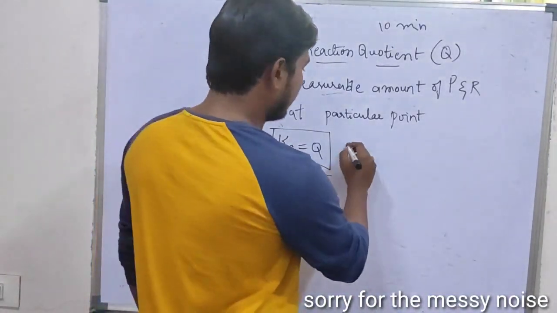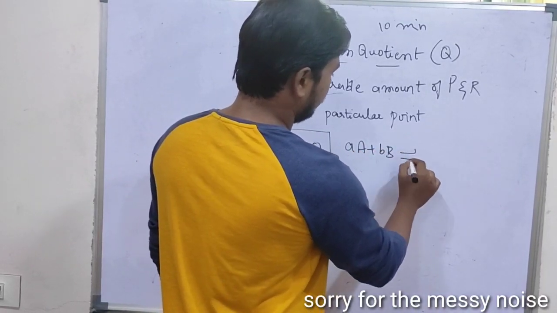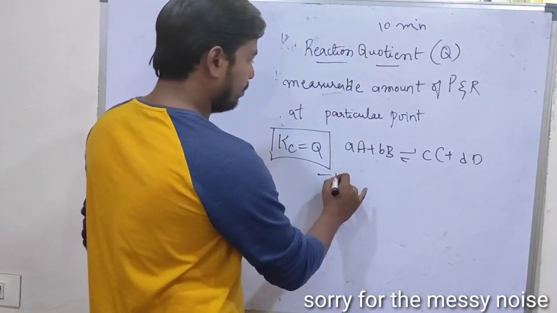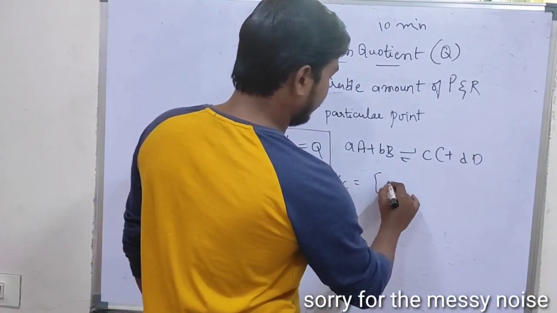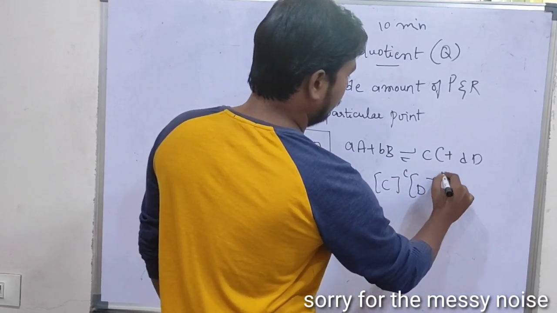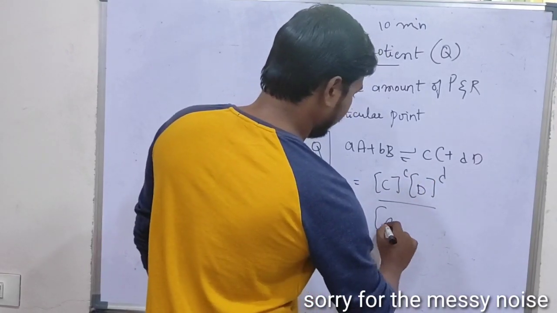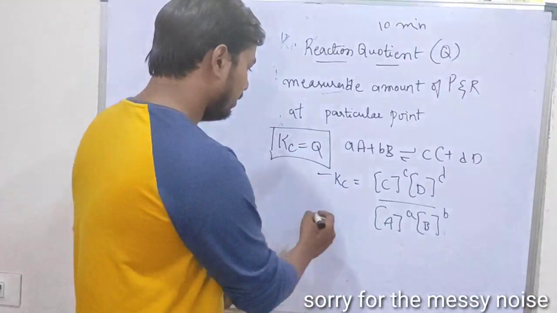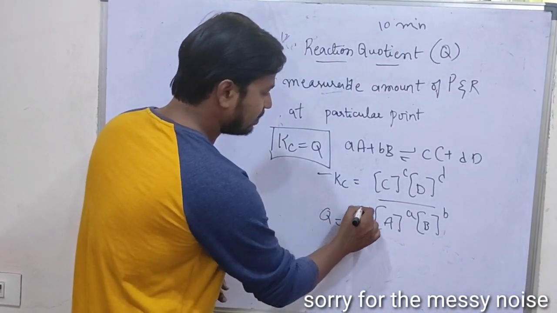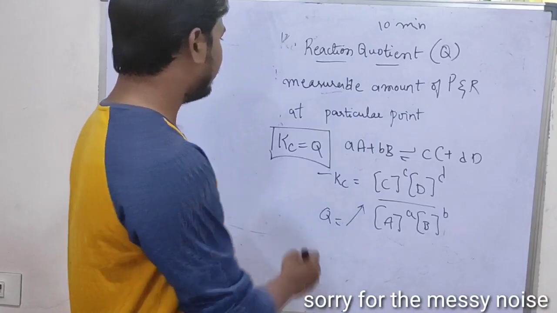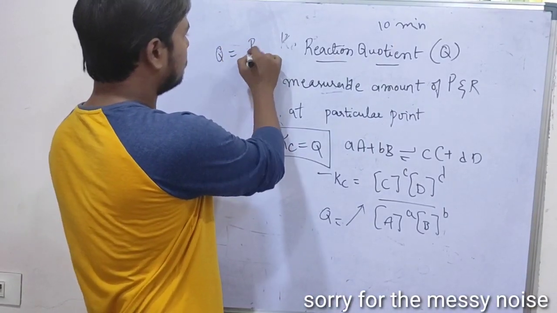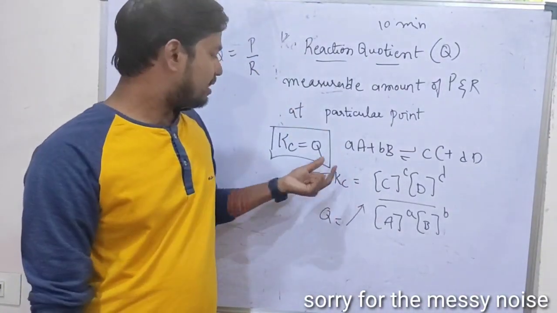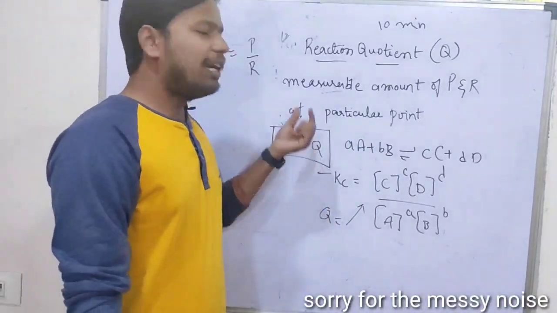Now let's see the elementary reaction: aA plus bB is in equilibrium with cC plus dD. Then how do we write Kc? Kc is C to the power of c, D to the power of d, divided by A power small a and B power small b. What about Q? It is also the same at that particular point, right? So we can say that it is a measure of the products by reactants. Both are the same, but Q is at that particular point.